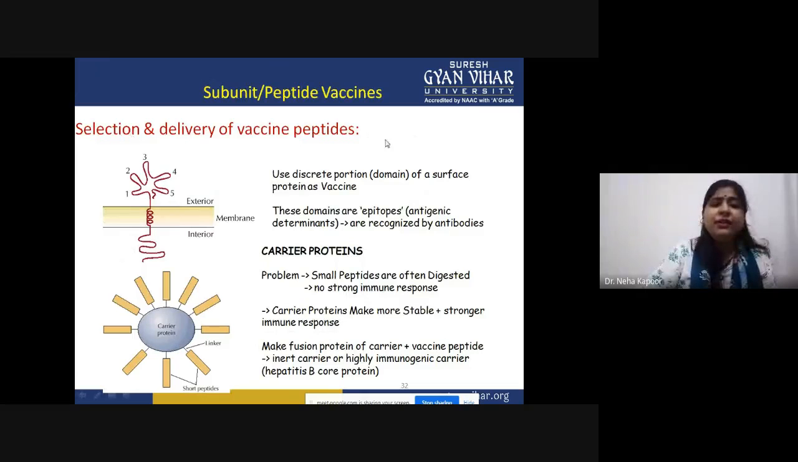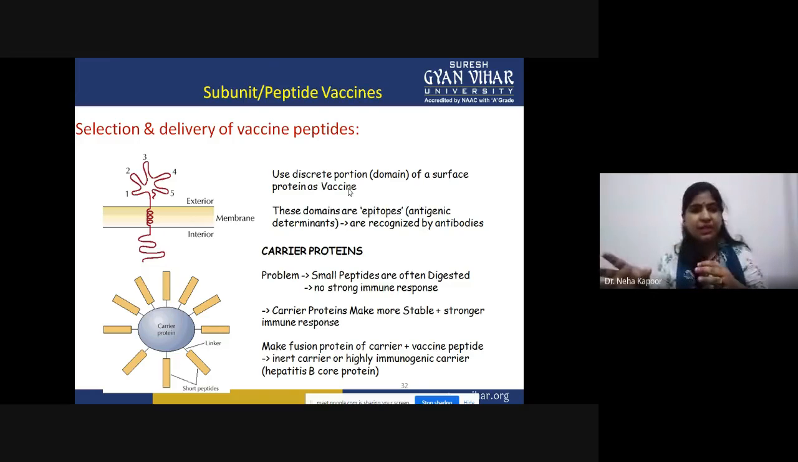Now, selection and delivery of vaccine peptides. We can use a discrete portion of a surface protein. That means certain portions. These domains are known as epitopes or antigenic determinants, which will be recognized by the specific antibodies. However, we can use certain carrier proteins also. Basically, these are small peptides which can't be digested. However, the immune response against those carrier proteins is also not mounted, because the main concept of using this carrier protein is to provide stability to the subunit vaccines.